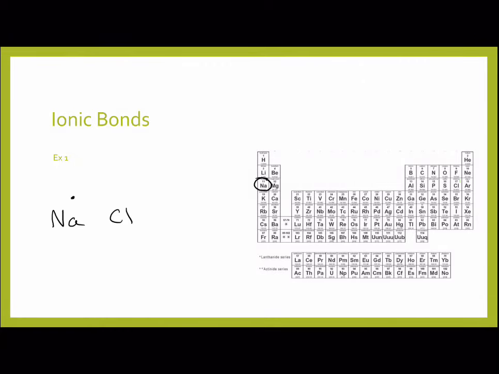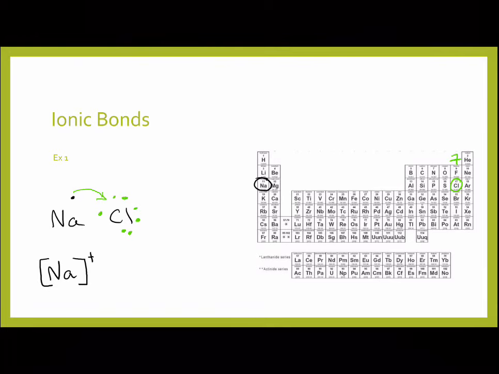So our first example is NaCl. Na is group 1, so it has 1 valence electron. Chlorine is group 7, so it has 7 valence electrons, and we can draw those around the chlorine. Na is going to give that 1 electron to chlorine. So we put it in brackets because it is an ion. Since it gave away its electron, it now has a plus charge.